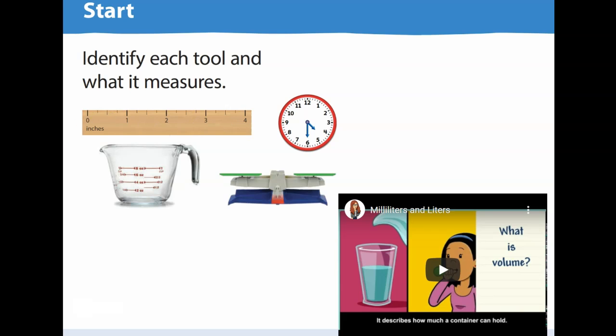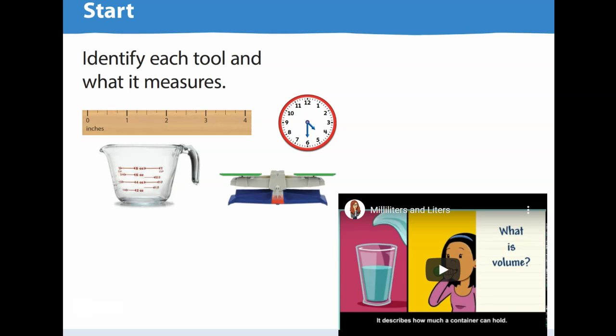So if I have a ruler, what would I use a ruler to measure? Inches, yes. Would I use a ruler to measure how much something weighs? No. What would I use a ruler for? Am I measuring the weight or the length? The length. So I use a ruler to measure length, how long something is.